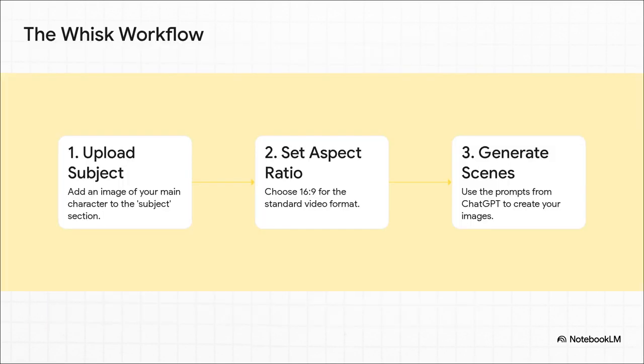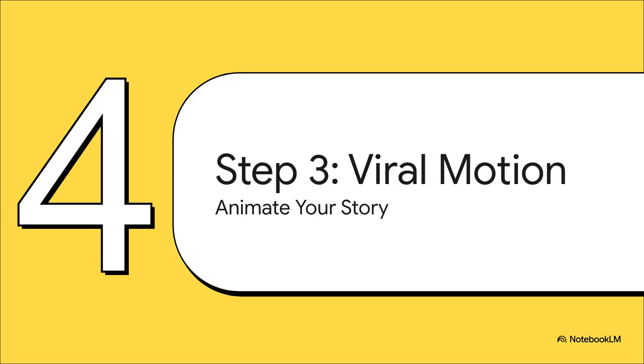And you know what? Achieving this is surprisingly simple. Here's the workflow in a tool like Whisk. First, you upload a reference image of your character into the subject section. This basically tells the AI, hey, this is my main character. Make them look like this. Next, you set your aspect ratio to 16:9, for standard video. And finally, you just copy and paste the prompts you got from ChatGPT, and Whisk will generate every single scene you need, all with your consistent character. It's that easy.